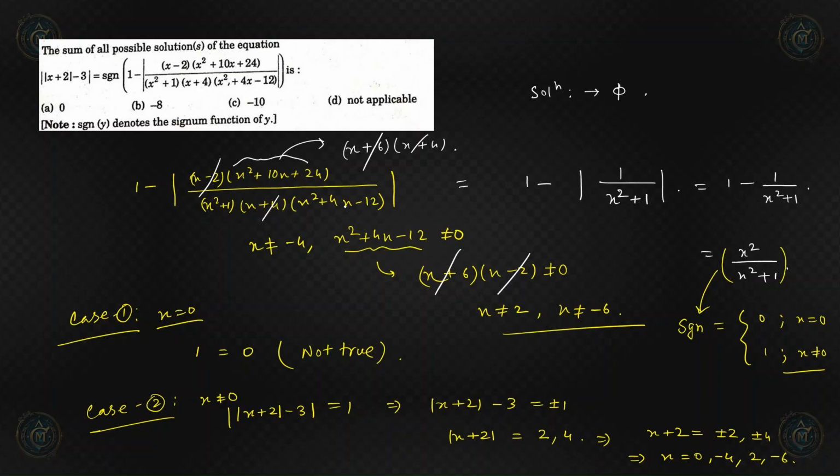Okay, so sum of all possible solutions will be what? It is not applicable, right? We don't have any possible candidates which we can sum up, right? So the set is empty, so sum of all possible solutions is not applicable. Okay, let us jump to the next problem.